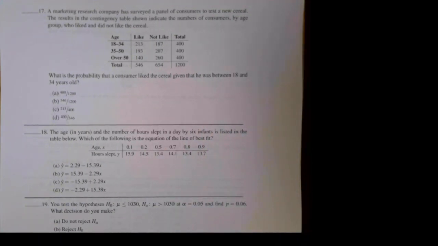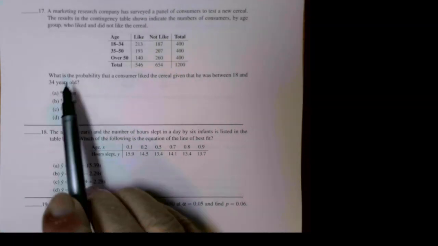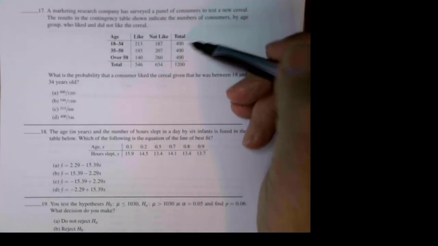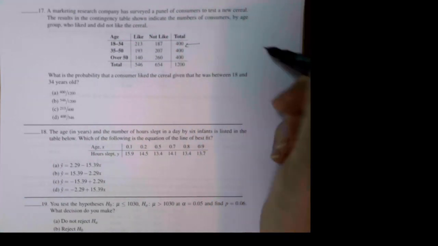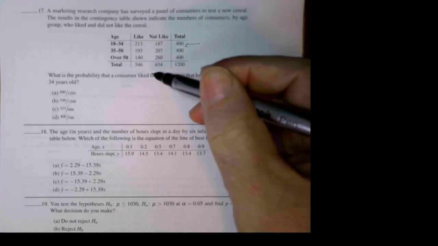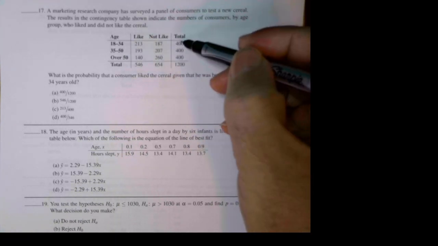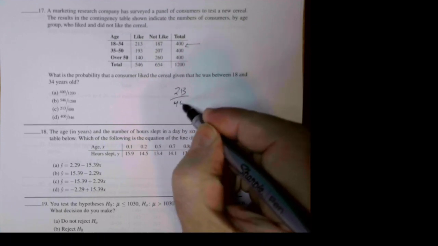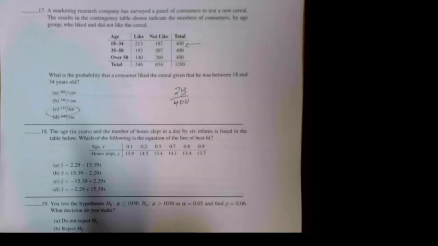All right. A marketing research company, yeah, this is the cereal preference data. Here's the question. What's the probability that a consumer liked the cereal given that he was between 18 and 34 years old? There were 400 people who were between 18 and 34. Of those, 213 liked the cereal, so it would be 213 out of 400. Right?